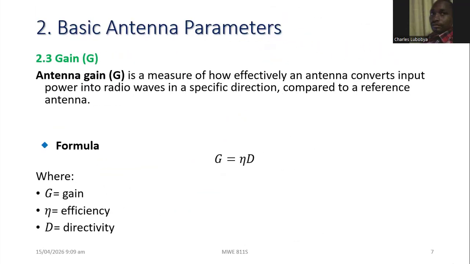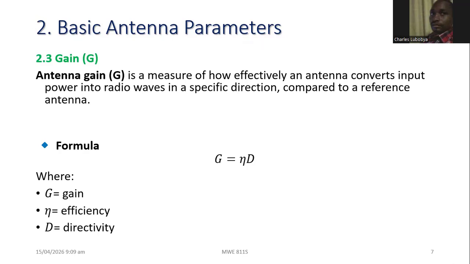So gain, antenna gain, is a measure of how effectively an antenna converts power into radio waves. Remember, you have an electrical signal. If it is from the transmitter side, that electrical signal has to be converted into an electromagnetic wave or a radio wave. So the measure of how effectively that antenna can convert all of that electrical energy into an electromagnetic wave or a radio wave in a certain direction, compared again with an isotropic antenna or a reference antenna, is basically what is defined as gain.